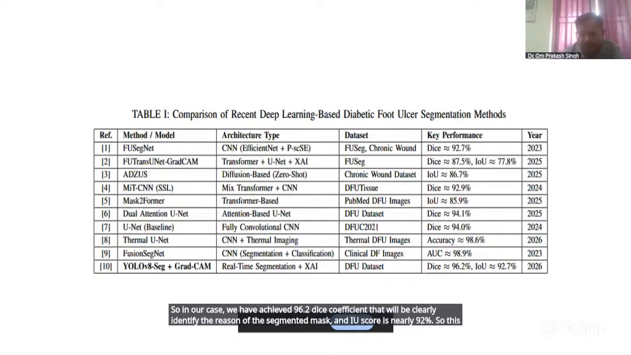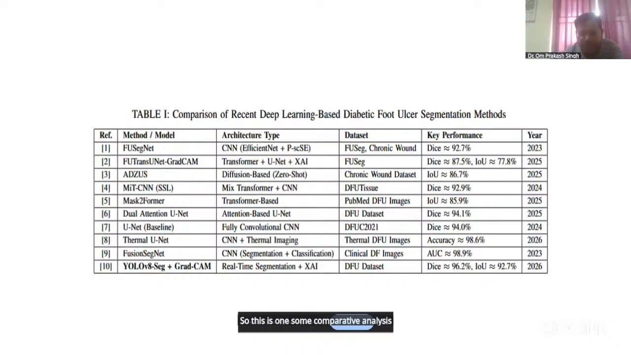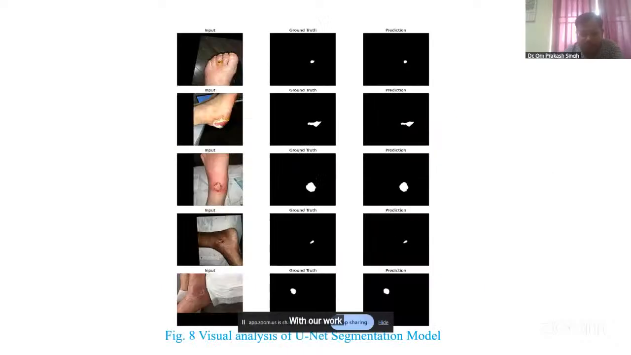So this is the ideal value compared to some recent work from 2023 to 2025. So this is a comparative analysis of our work with recent technology. After that, we have also done one more piece of work, which is the U-Net based segmentation model.